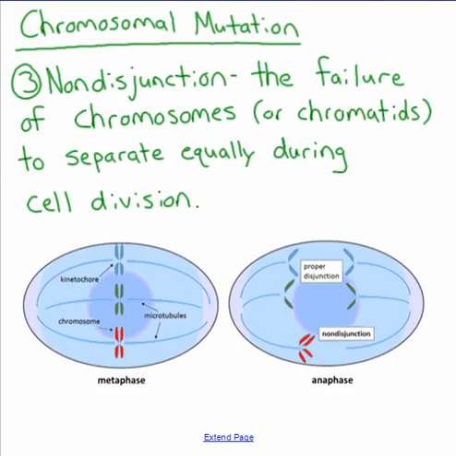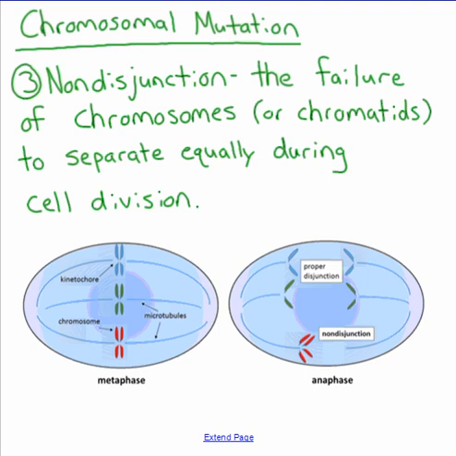Finally, and I think this is probably the biggest genetic mutation that we're going to talk about today, it's called non-disjunction. You need to think back to anaphase, where chromosomes and chromatids separate from each other. So when you learned about this, the chromosomes separated evenly, but in non-disjunction, chromosomes or chromatids do not separate equally.